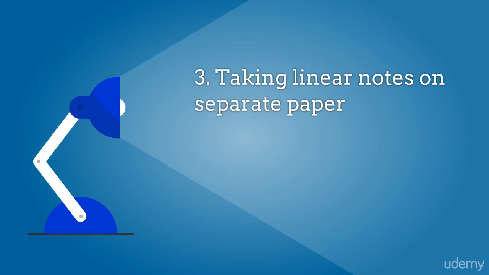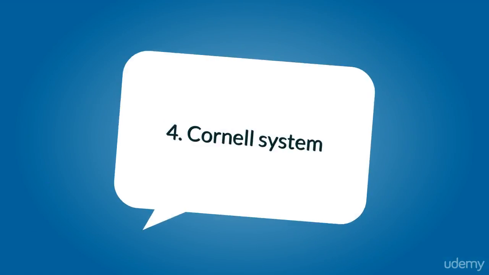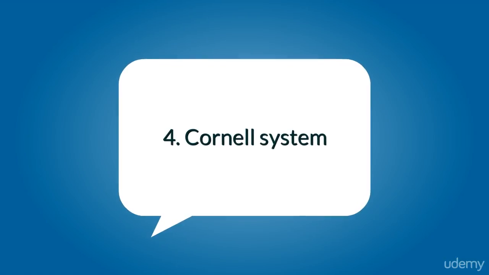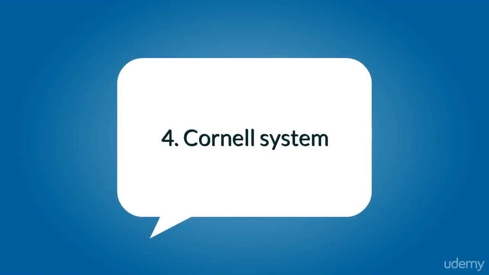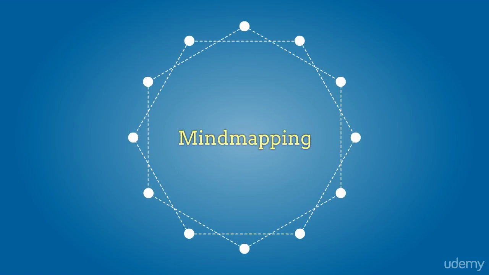The fourth system, the Cornell system. This is excellent for taking notes from a lecture, and I'm going to delve deeper into it in the next lesson. And the fifth idea or system, mind mapping. This system is large, is huge, and I'm going to cover it in detail in several lessons after we describe the Cornell system.